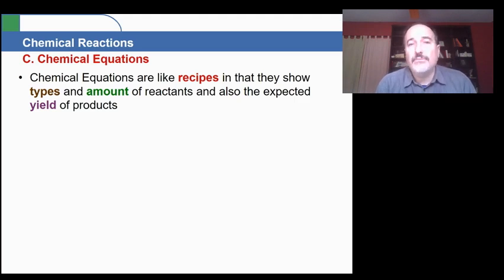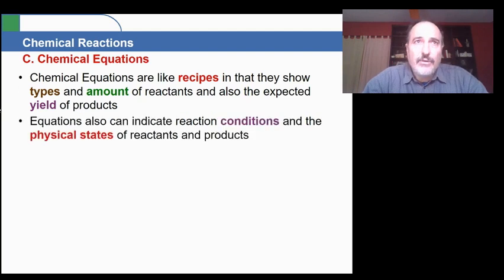Yield is an old-fashioned way of saying product. If it is a noun, it's product. If it is a verb, then it is to produce. To yield something is to produce. So the expected yield of products is like, how much do you produce? What do you produce? How many chocolate chip cookies can you make in a recipe?